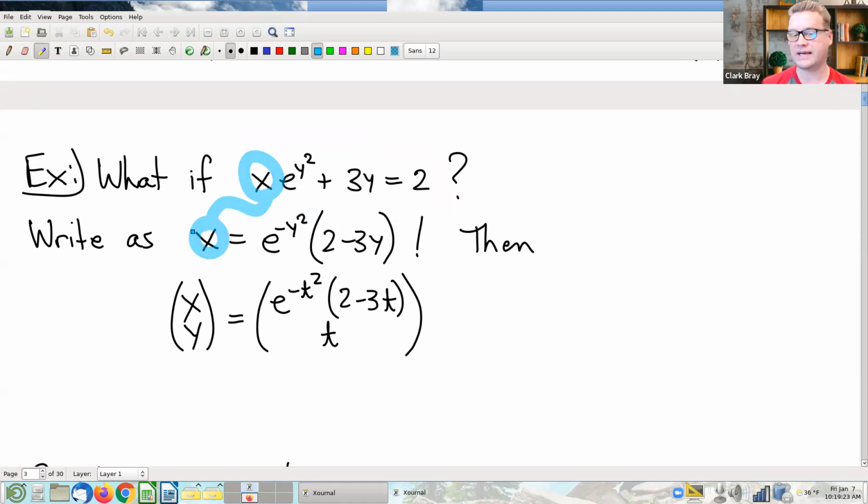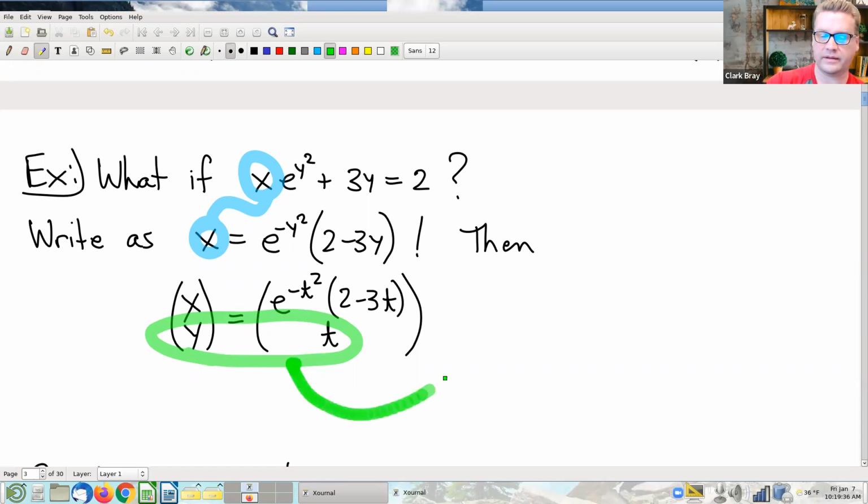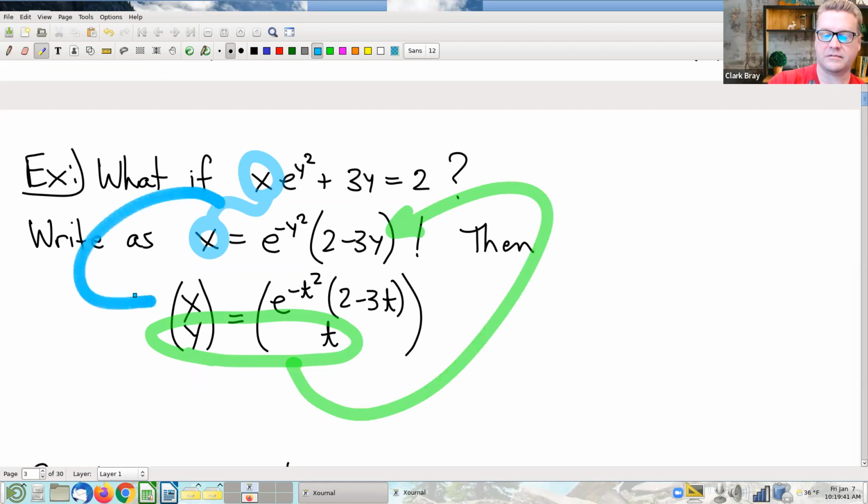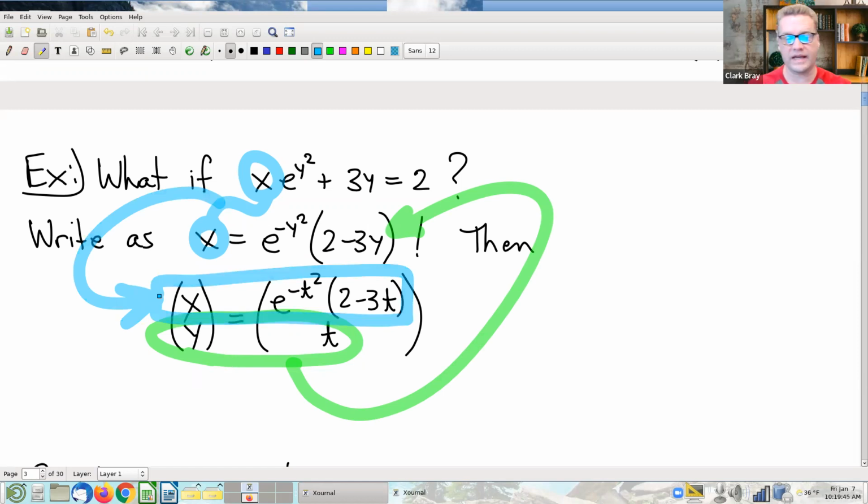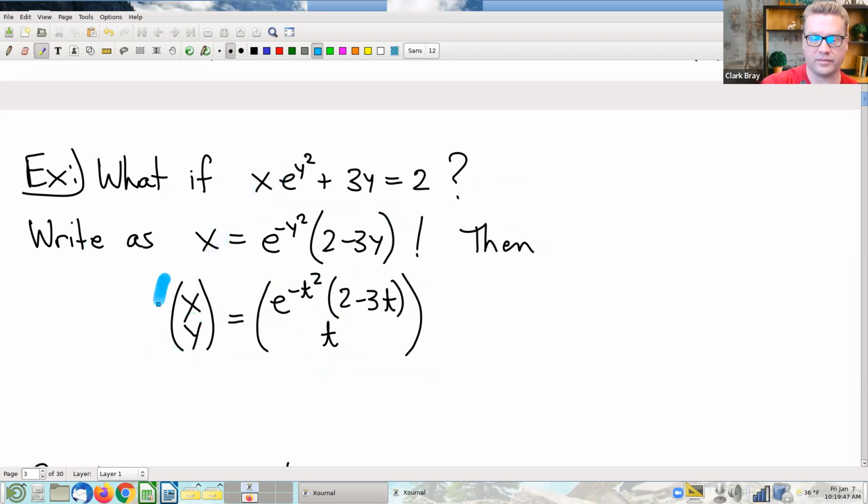And then you just play the same trick. The variable that is the input variable, here I have x as a function of y. So that input variable y, call it t. And then that necessitates x being that. And again, you have yourself a parameterization.